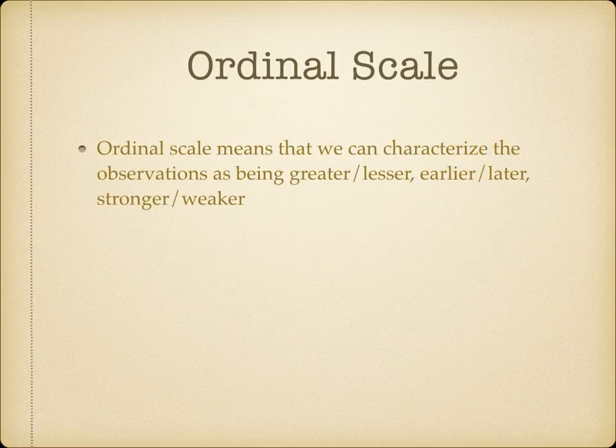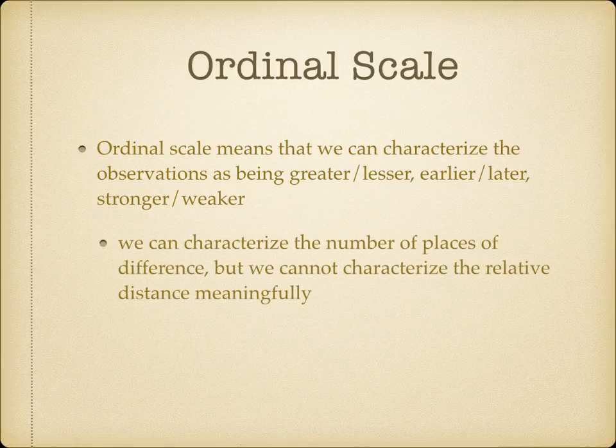An ordinal scale simply means that we can characterize observations as being greater, lesser, earlier, later, stronger, weaker, more, less, etc. We can make some kind of characterization that one thing is higher, lower, etc. than another thing. So, for instance, we can characterize a number of places of difference between two observations, but we really can't characterize the relative distance meaningfully.